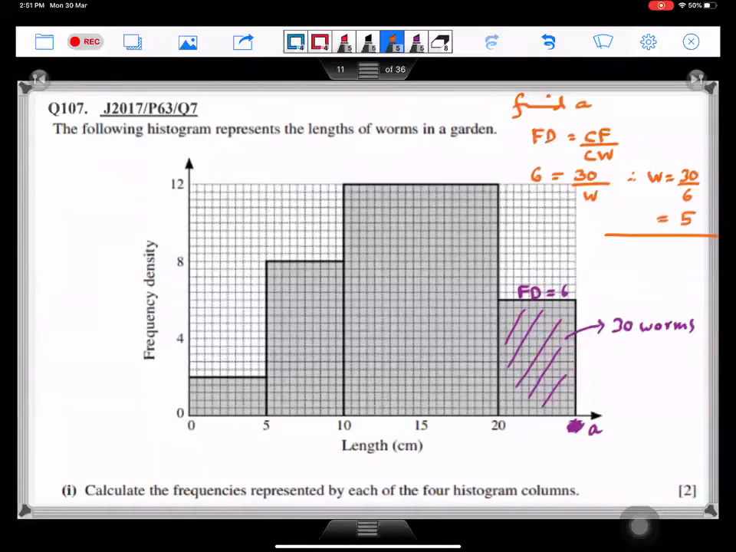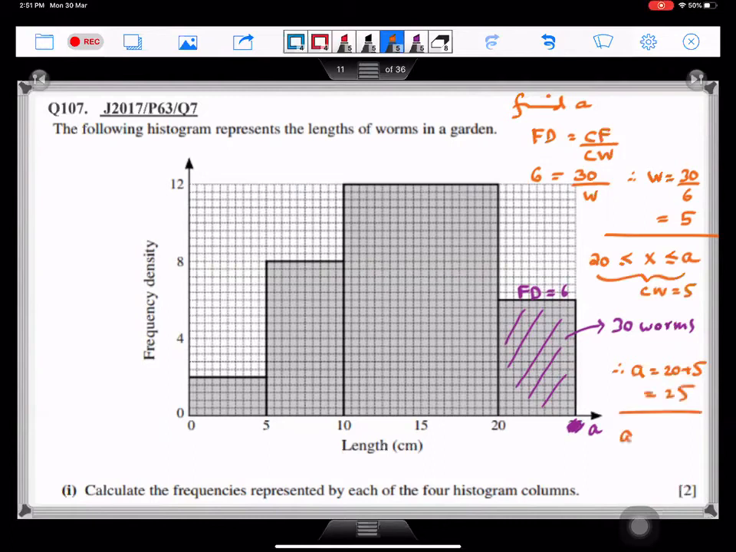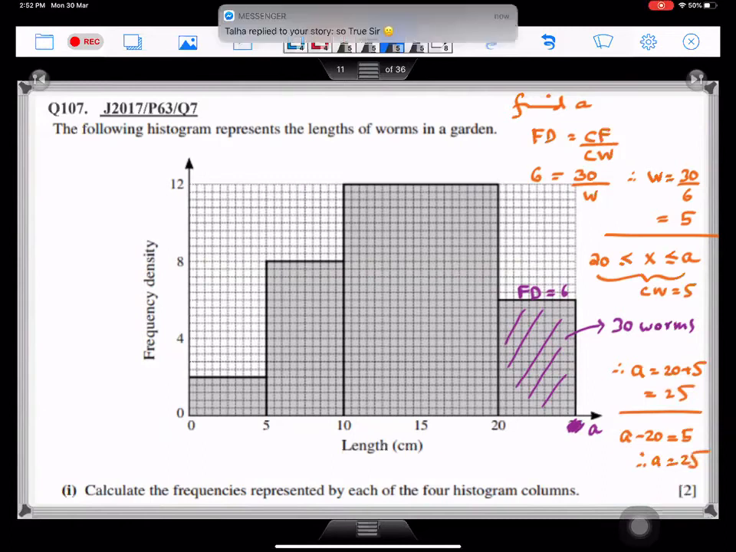Since the interval is written as x lying between 20 and A, and the class width is 5, therefore A should be 20 plus 5, which comes out to be 25. That means A minus 20 gives you the class width, right? So therefore A comes out to be 25. So they can make a small question like this also.